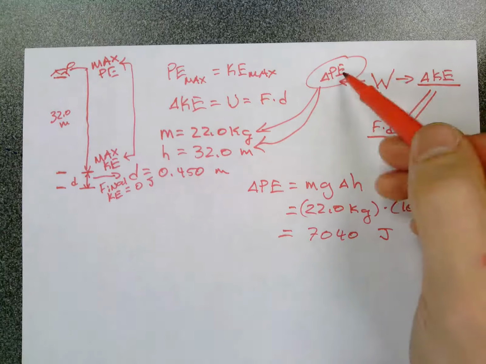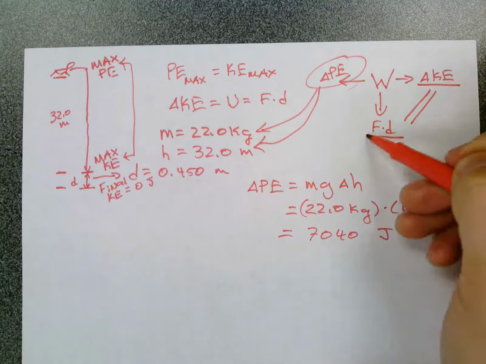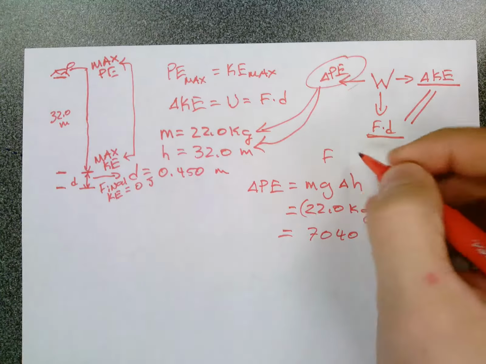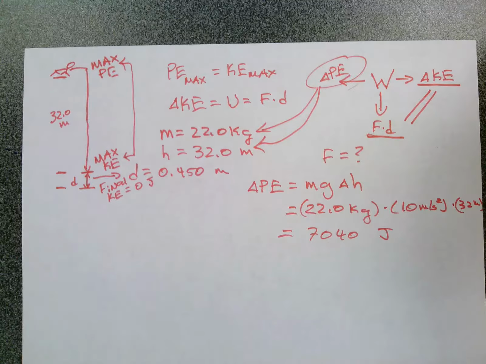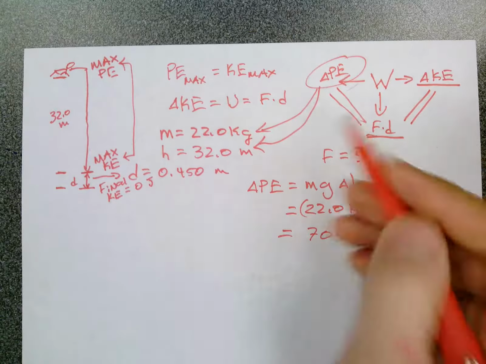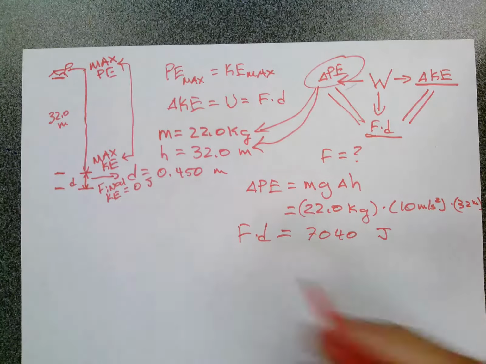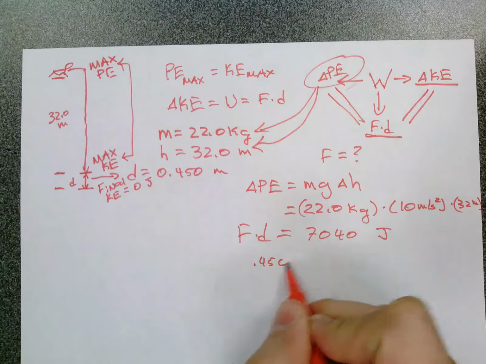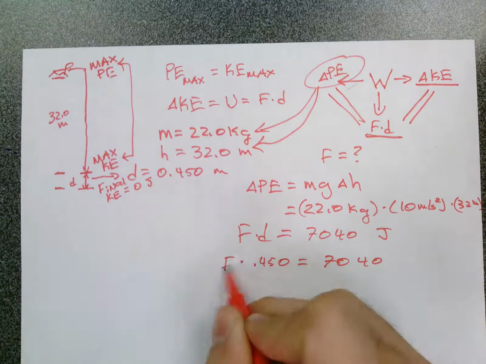So we know that if we have a change in potential energy, that's pretty much saying that we also have a change in kinetic energy. The question is looking for what is the force that the ground exerts on the coyote. You have to equate the change in potential energy with a force and a distance. We know the distance, and that's 0.450, so 0.450 times force is equal to 7,040.